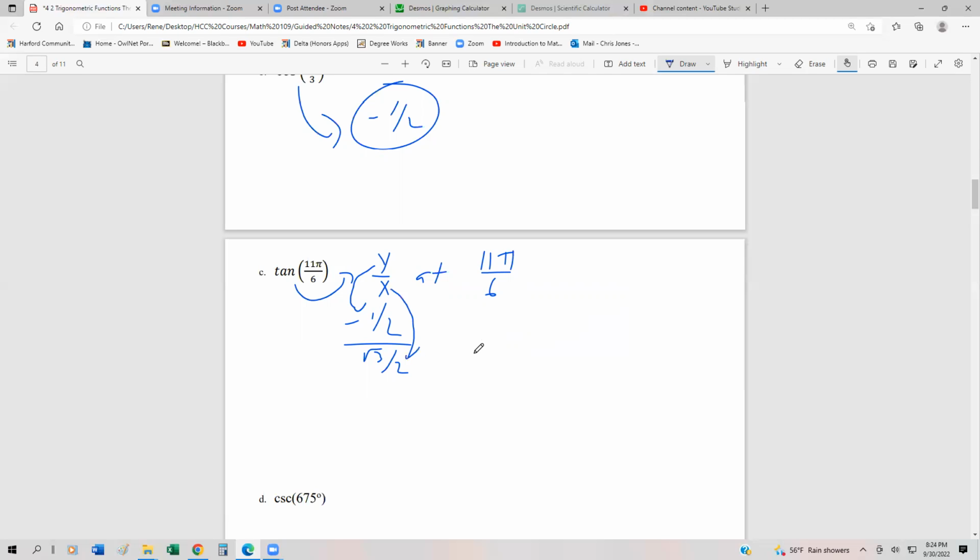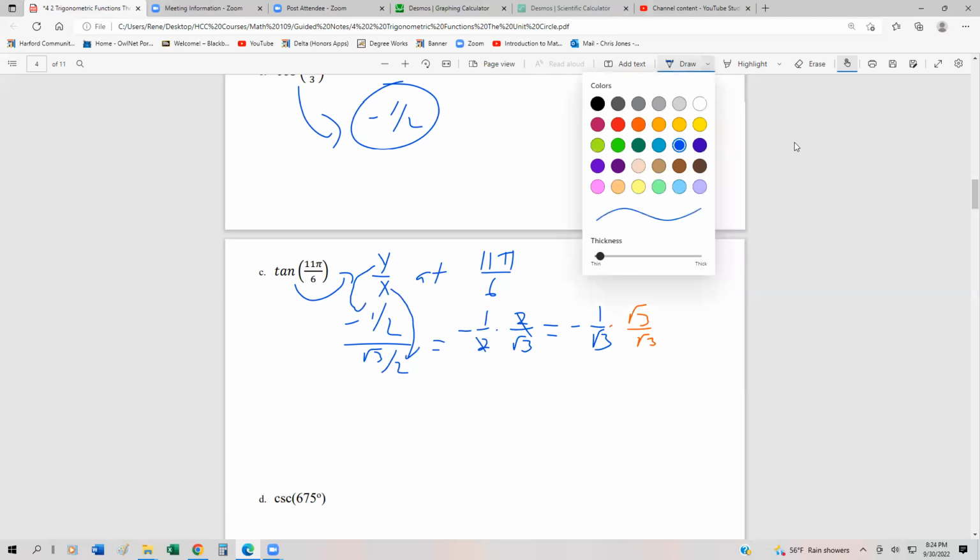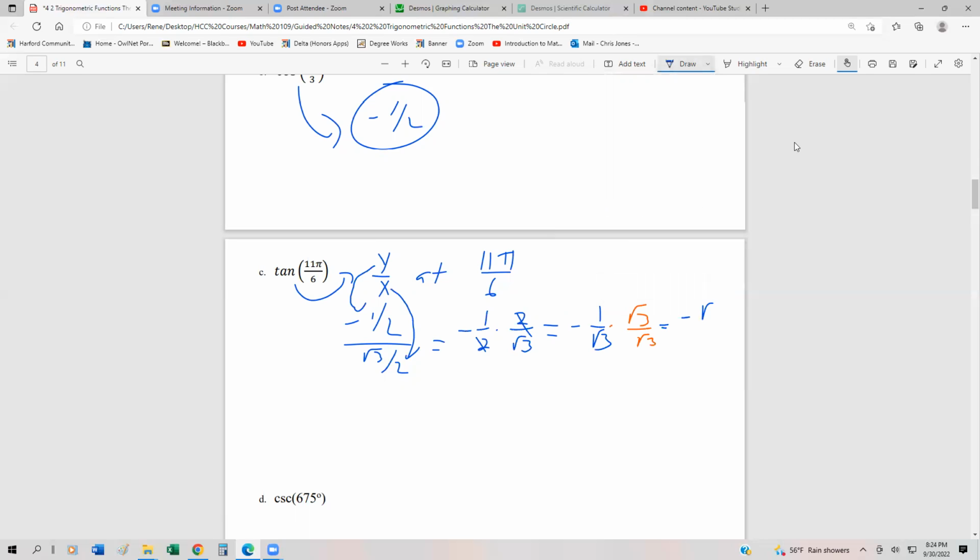Right? And so if I simplify this, that's going to be -1/2 times the reciprocal, which is 2 over √3. The 2's cancel out. I have -1 over √3. And then it did ask us to rationalize. Okay, so we have to get used to this rationalization. We're going to multiply by √3 over √3. If we do that, then this now becomes -1 times √3 is √3. √3 times √3 is going to be 3. All right, so that would be the rationalized value of the tangent of 11 pi over 6.